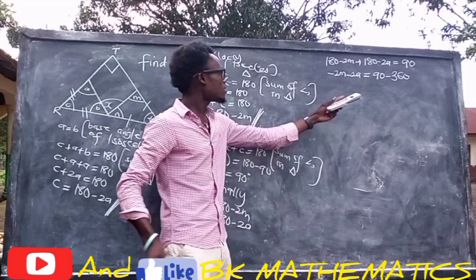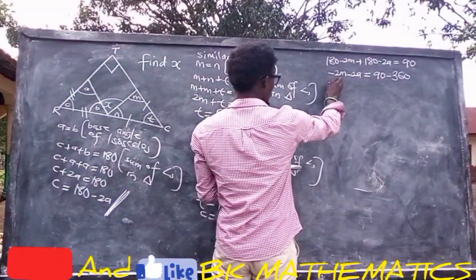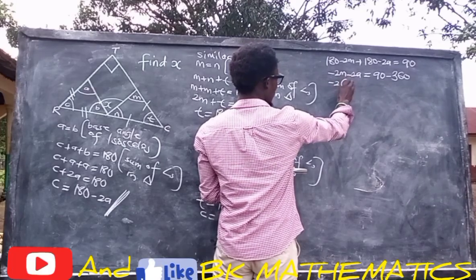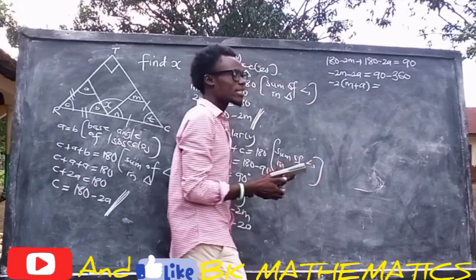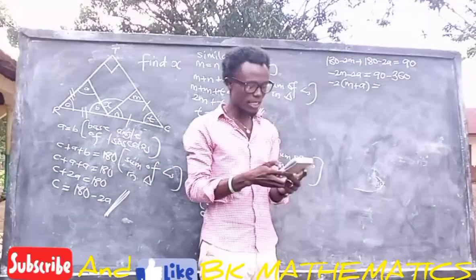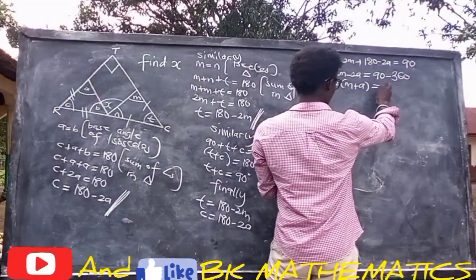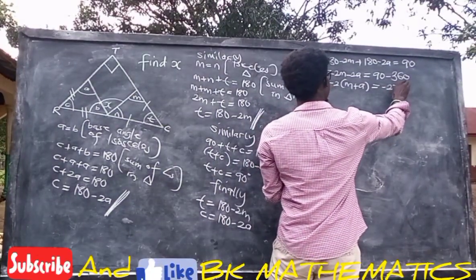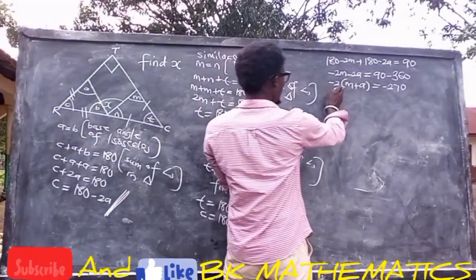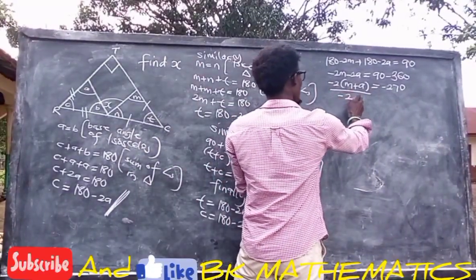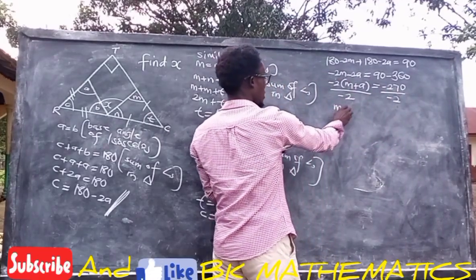Then factorize this one. If you are factorizing, what is common here? You say minus 2, and so what remains is m plus a. Now if you are subtracting 90 minus 360, you are going to have 270. This becomes minus 270 degrees. But we want to find m plus a, then we just need to divide both sides by minus 2. We divide by minus 2. This cancels this. Then what remains is m plus a.